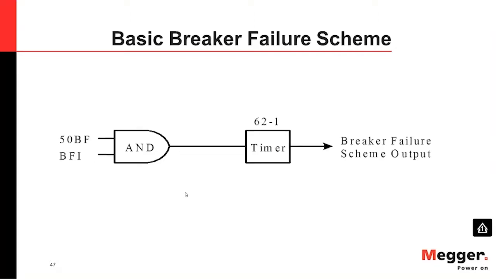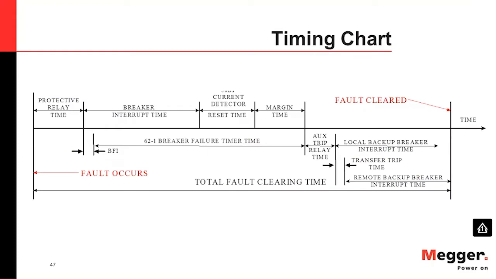This is the basic breaker failure scheme: we have a breaker failure current detector that detects current, which is more than the setting. And then we have a breaker failure initiation, which comes from my protection relay, which sends the trip to the breaker plus starts the breaker failure at the same time. So both of them starting will go to a timer, and after the time elapses, it has to trip the same breaker or trip surrounding breakers, depending on the scheme.